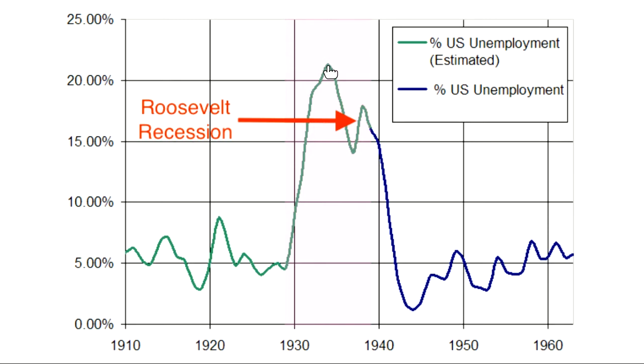And this is even worse really than it looks, because back then they only counted male heads of household, whereas now they count working adults. But you can see here the effectiveness of the New Deal, which has been hugely controversial ever since. And it was effective. It did help. It brought the unemployment rate down below 15%.